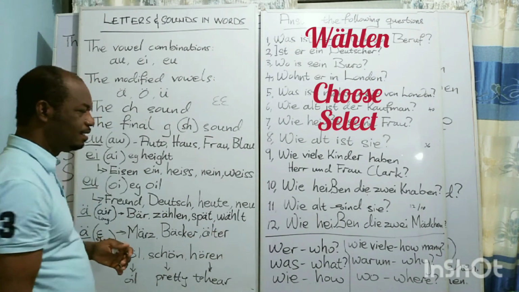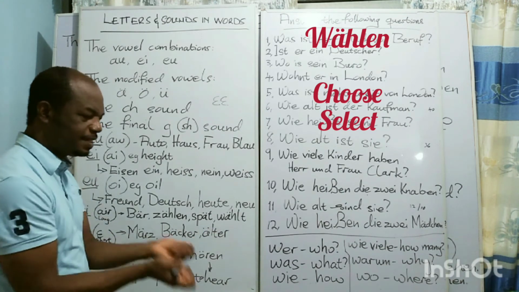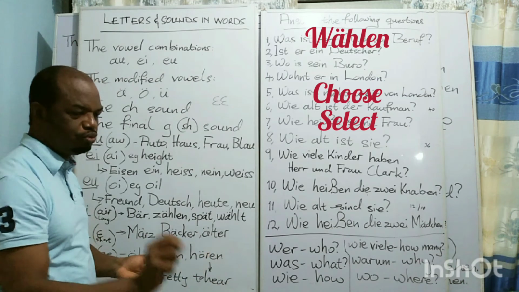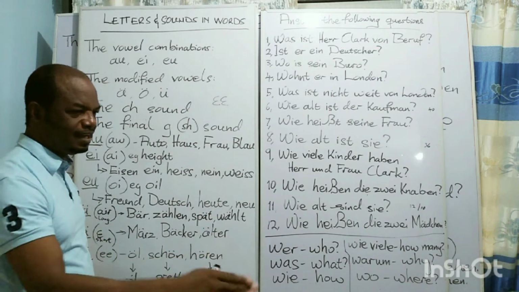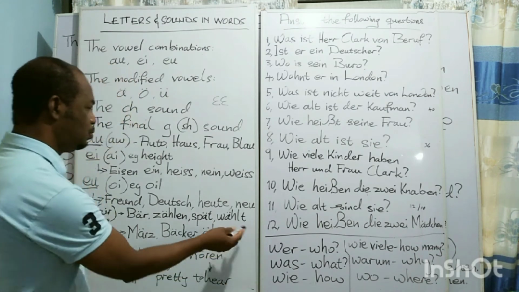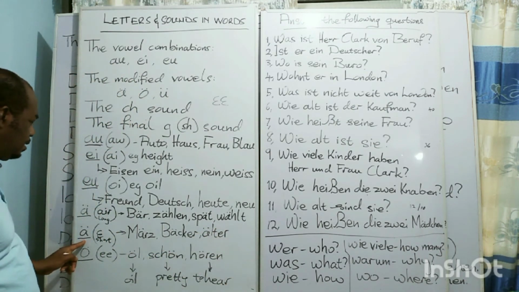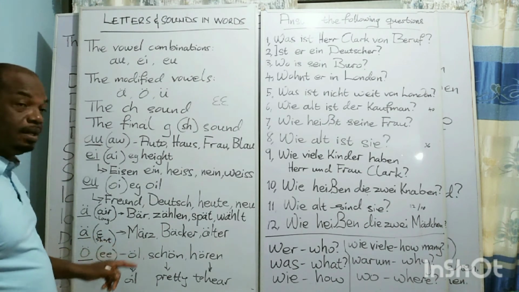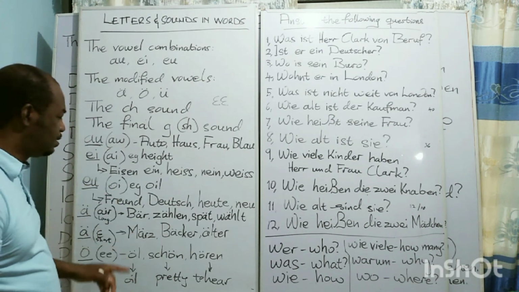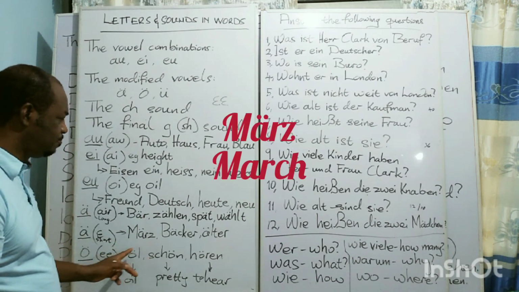Wählen, or wählen, is to select, to choose. Ich wähle das. I'm choosing this, or I'm selecting this. To choose. Now we have the short A, like in March, M-A-R-C-H, March. You say Märchen, Märchen.